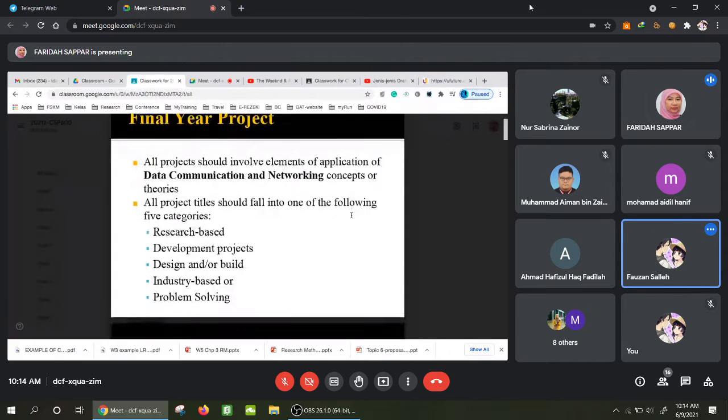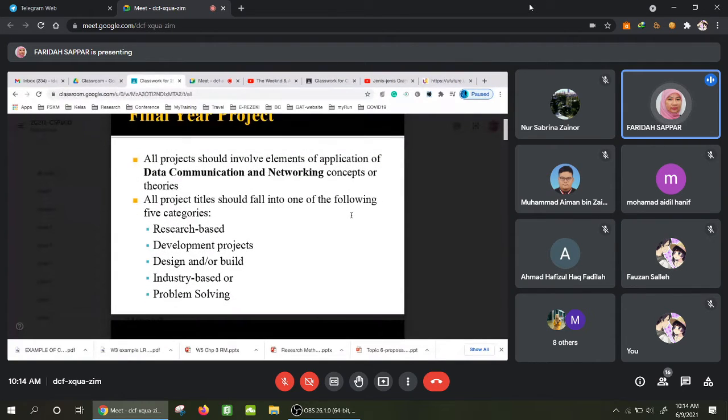Can. Alright, okay, this particular screen is for the chapter, basically chapter 3. The research methodology is supposed to be things that you are planning to do. What is the step-by-step process that you're going to do from the beginning until the end, not just for this particular semester, but the following semester where you execute your project. So you need to detail out what processes you will do.